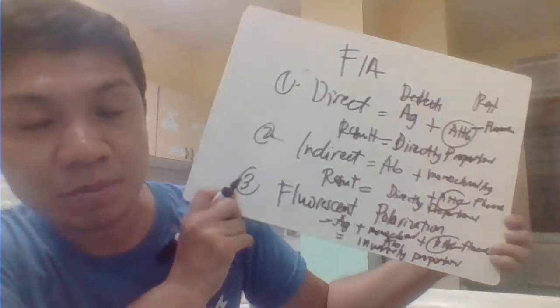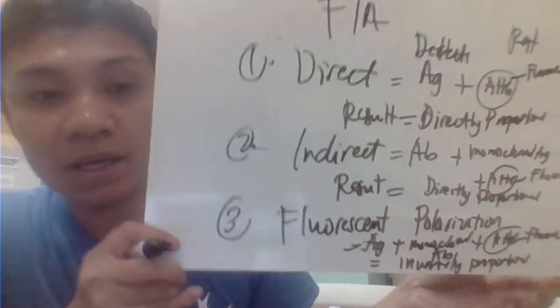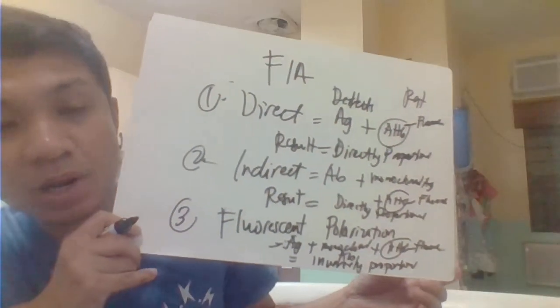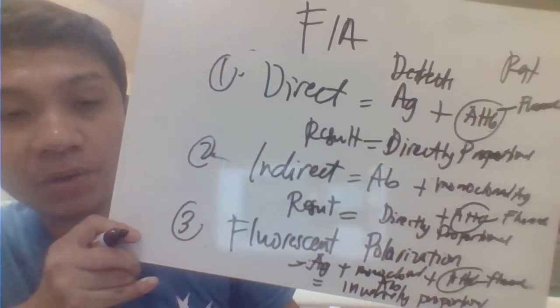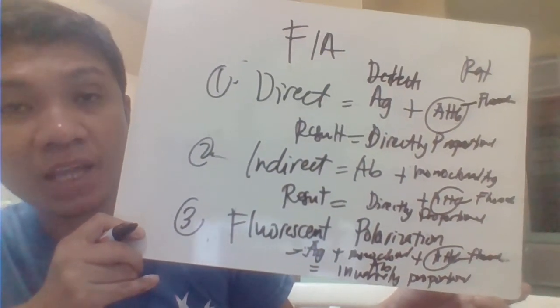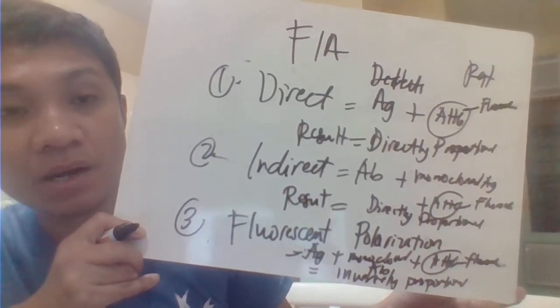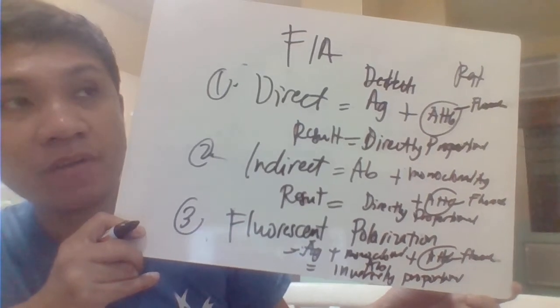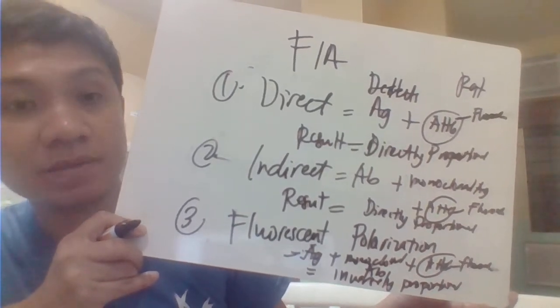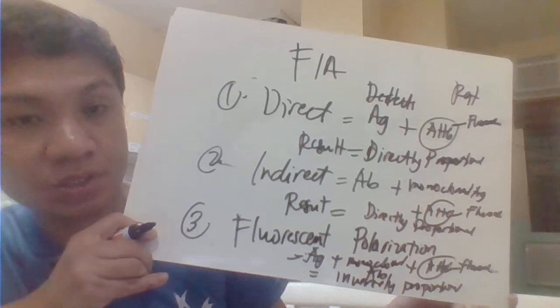What do you mean by inversely proportional here? So increased polarization, you consider that one as a negative result. Decreased polarization is considered to be a positive na result. Inversely proportional.